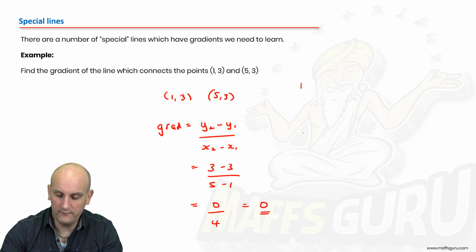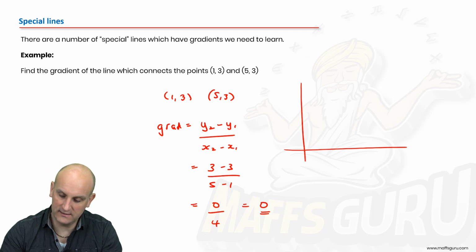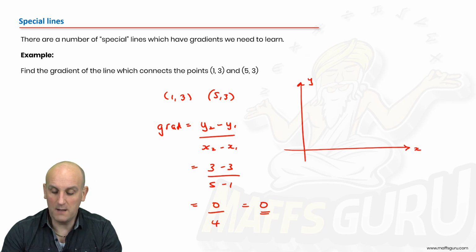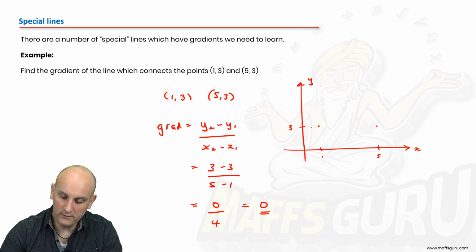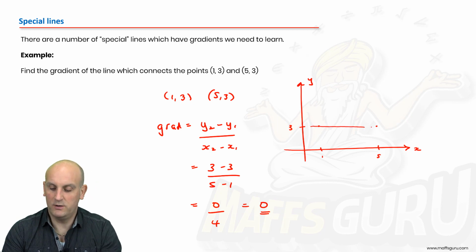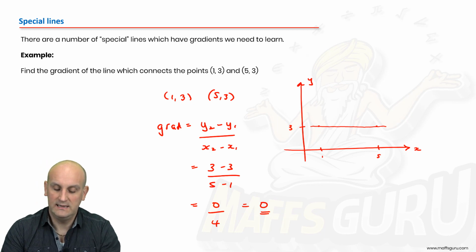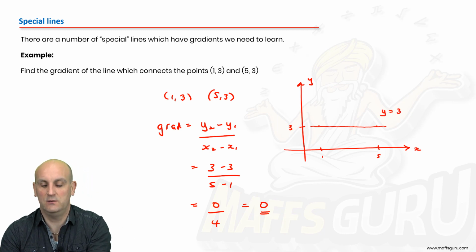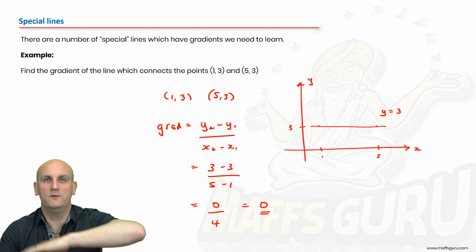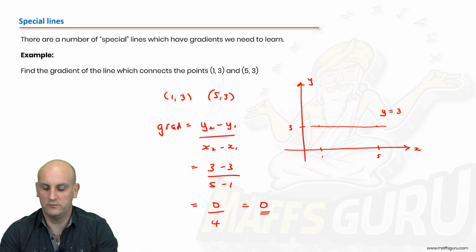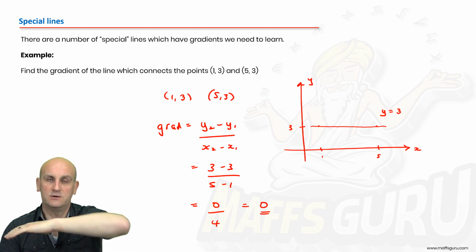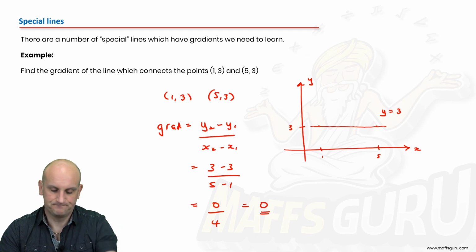How would I know that? Well, funnily enough, if I was to draw a set of axes, and we'll call that X and Y, and plot these points, 1, 3 would be here. So there's 1, and there's 3, and 5, 3 would be here. And if I was to draw a line through those points, it's perfectly horizontal. Now, funnily enough, the equation of that line is actually called y equals 3. And we're going to come back to that in a slightly later video. Why is it that way? Because all of the y values along that line are equal to 3. But the important point here is horizontal lines have a gradient of 0.